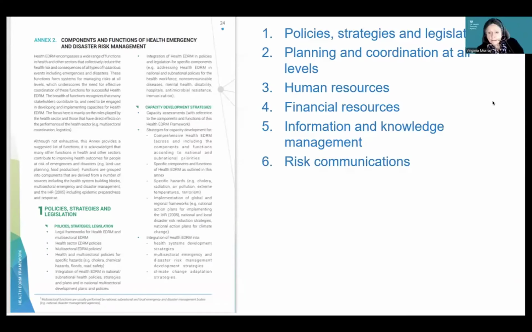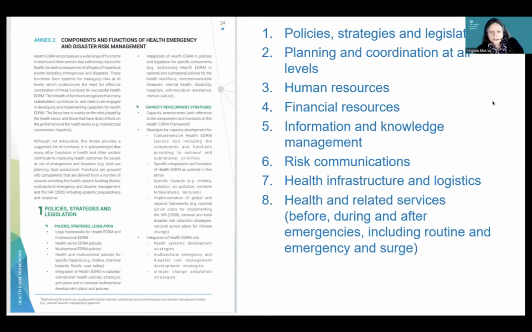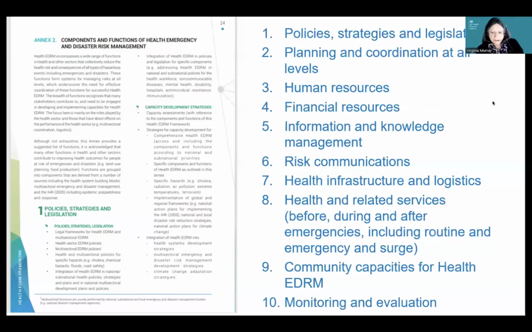So we need really good risk communications. We need health infrastructure and logistics, and we need things to work, even during emergencies, both before, during, and after, to deal with these surges. And we need community capacities for health, emergency, and disaster risk management. And these need to be monitored and evaluated so we know what we need to do that would be better. So in your work in the future, do think about this because it's a really useful framework.